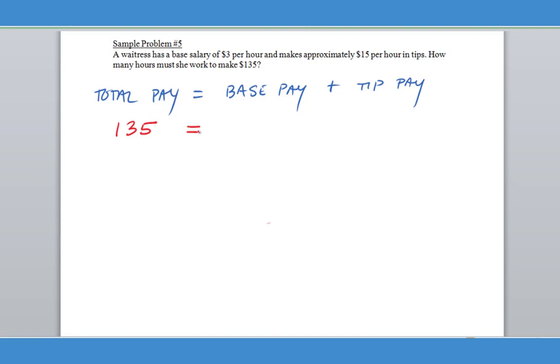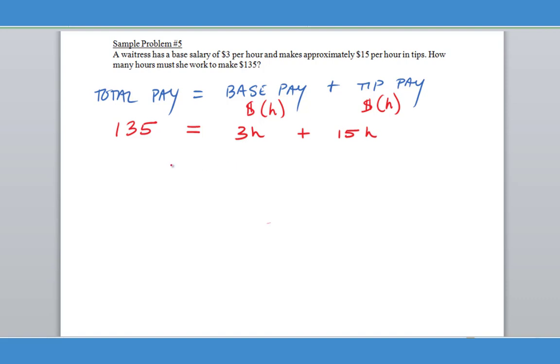It says that my base pay is $3 an hour. So this is a rate. So this is the amount of money I make per hour. And my tip pay is also representative of the amount of money I make per hour. Well, fortunately, I know how much money I make, but what I'm missing is my hourly rate. And I can represent that with an H, I can represent that with an X, I can represent that with any given variable. My tip pay is $15 per hour, and again, I don't know the amount of hours that I'm going to work at this point. That's what I'm trying to find.